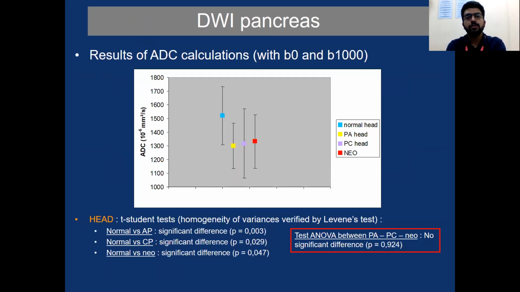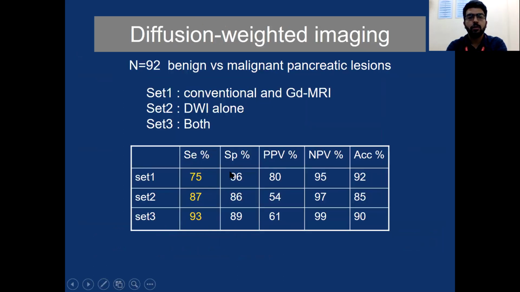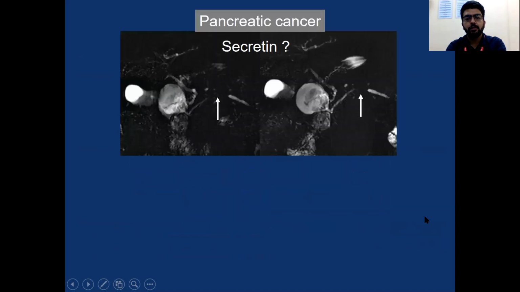Results of ADC calculations were done, wherein normal versus AP showed a significant difference. Test ANOVA between PA, PC, and NEO, no significant differences were found. The number was 92, benign versus malignant pancreatic lesions. Set 1 had conventional and gadolinium MRI. Set 2 diffusion weighted imaging alone. Set 3 both. So the accuracy: set 1 had 92% accuracy, set 2 had 85%, and set 3 had 90% accuracy.